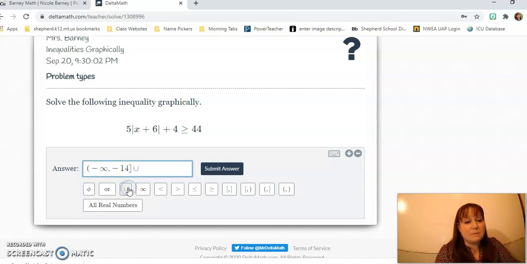This is a U, a union. It basically means either this one or this one is true, okay? Because values in either one of these spots is going to make it true. So we use this, the union, and we're going to say from 2 to infinity. And let's see.